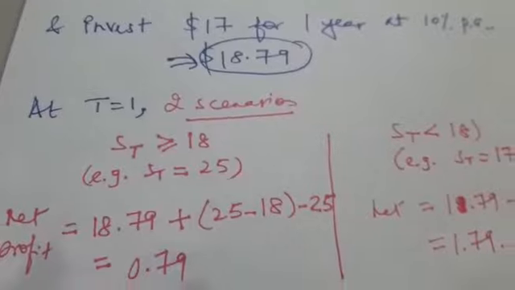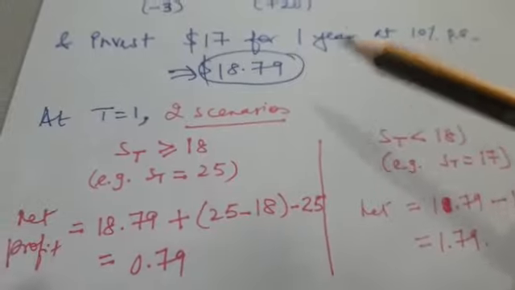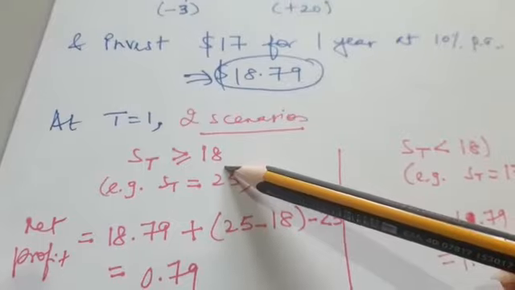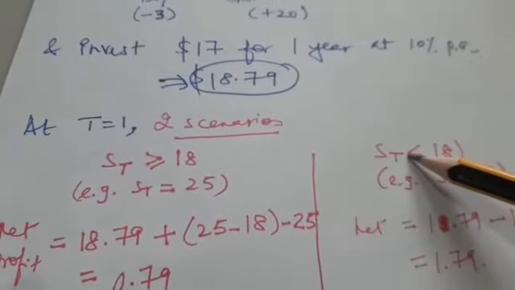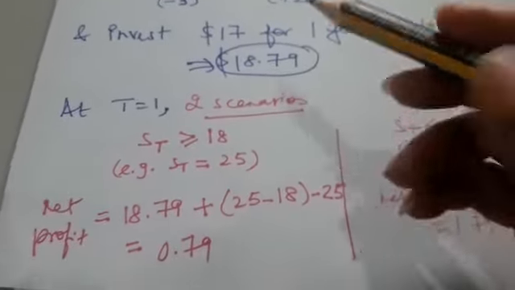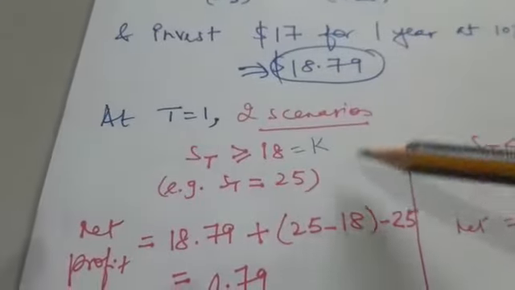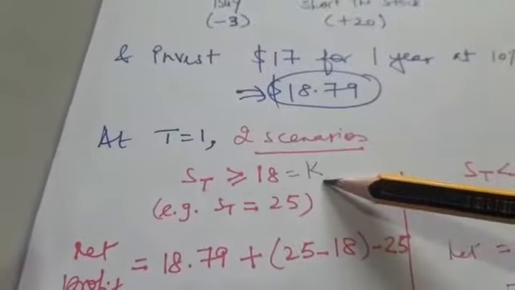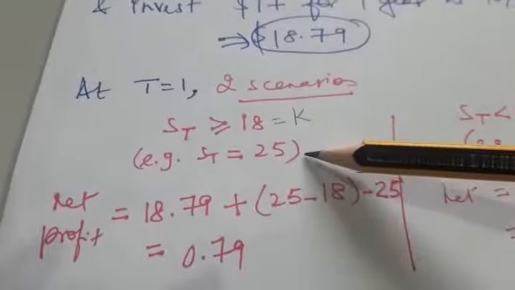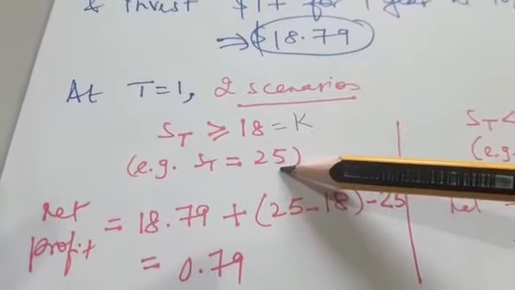At the end of t equal to 1, there are basically two scenarios that emerge vis-a-vis the call option. One scenario is where the terminal stock price is greater than or equal to the strike price, and the second scenario is where the terminal stock price is less than the strike price. Remember, this 18 was our strike price, right? So clearly now we know that if ST is greater than or equal to the strike price, then the option will be exercised. Also, just to keep the numbers in place, let's suppose the stock price at the time of expiration is 25 bucks.